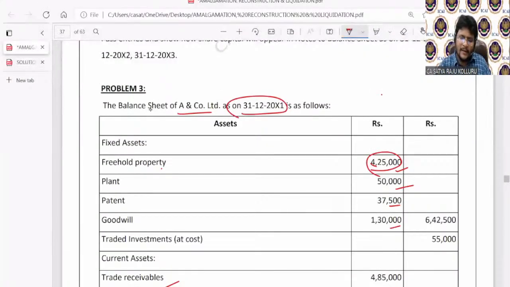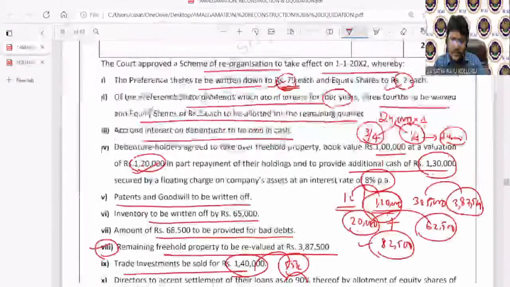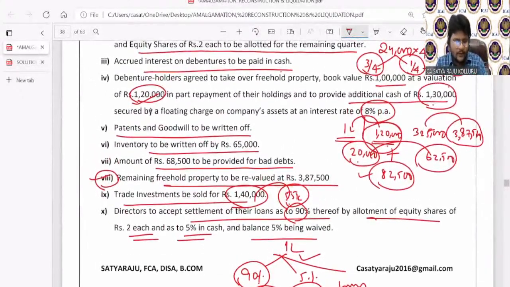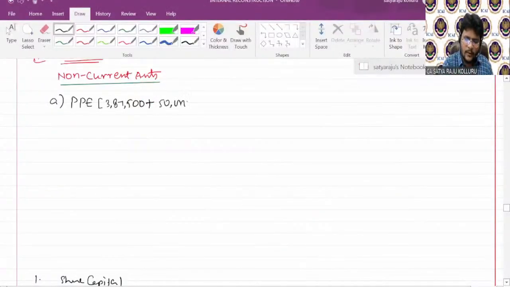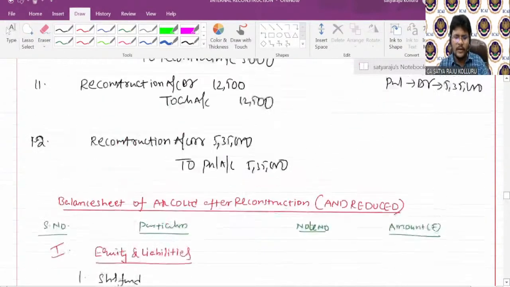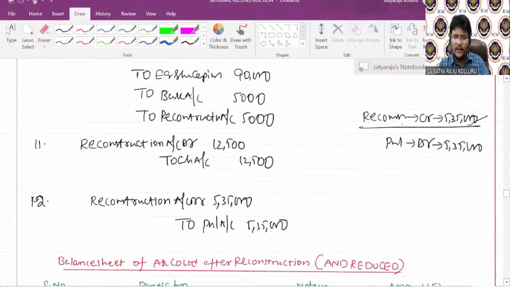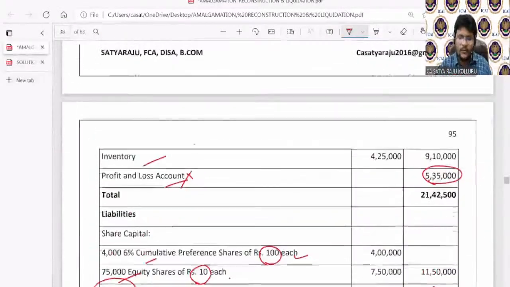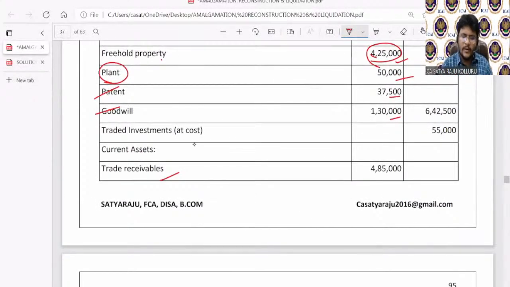Next, plant is there. Sir, any upward or downward revaluation on plant? Please allow me to check. Sir, there is no upward or downward revaluation on plant. That's why you can directly represent plant at 50,000. What is the total amount of PPE, guys? 3,87,500 plus 50,000. So I got 4,37,500. Sir, no need to put any amount under intangible assets. The reason is our entire intangible assets are transferred to the reconstruction account. Patents and goodwill are written off with the reconstruction account. That's why no need to record any intangible asset amount. Coming to trade investment, we already sold it. There is no place in the balance sheet for trade investment.